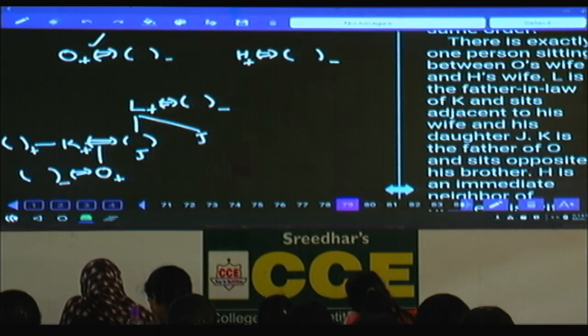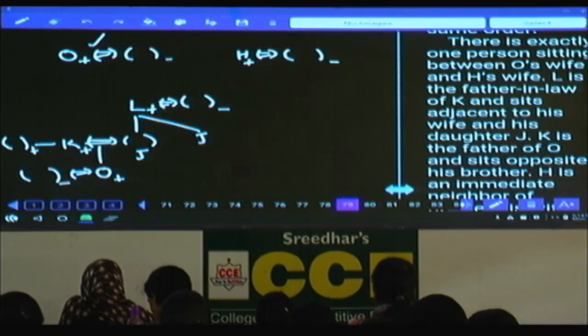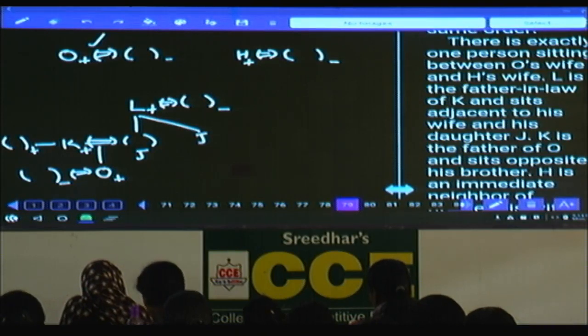Opposite his brother. H is an immediate neighbor of neither his wife nor I. H is not adjacent to I and his wife. O is 3 places away from his grandmother. Who is that grandmother?